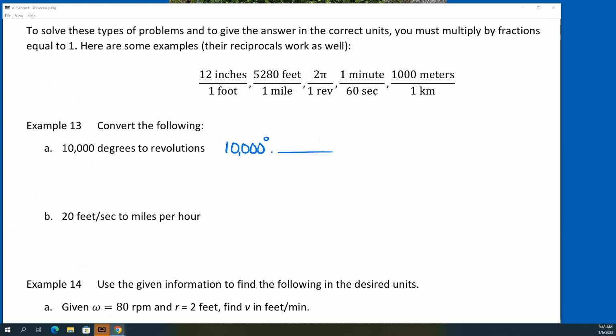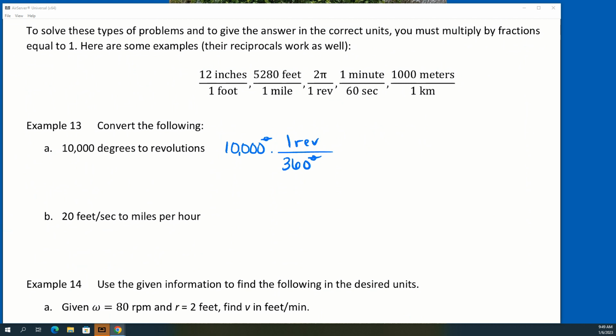So how many degrees are in one revolution? 360. Yes. So would I want to, since I want to cancel degrees, would I put that 360 on the top of the fraction or on the bottom? Bottom. So 360 degrees in one revolution. Because they are the same, that's like multiplying by 1. So it doesn't change the value. It just changes the units.